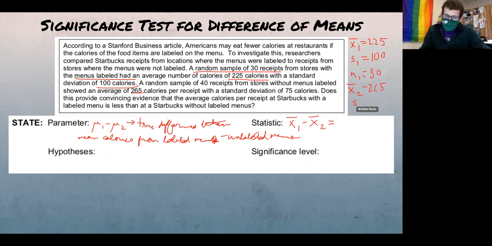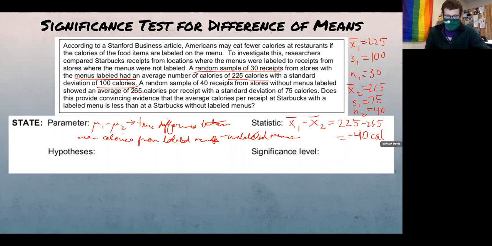The sample standard deviation here is 75, and the sample size for the second is 40. So those are the numbers that we need to know. x bar sub 1 minus x bar sub 2 is just those straight-up numbers: 265 minus 305 equals negative 40. So now it's negative 40 calories.